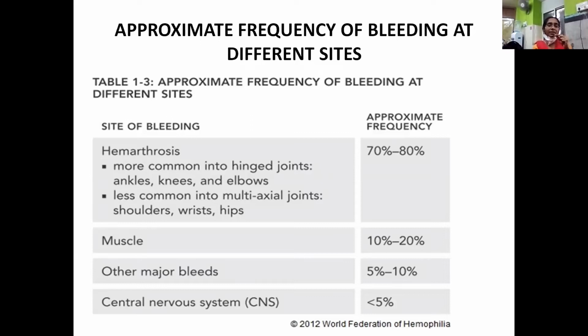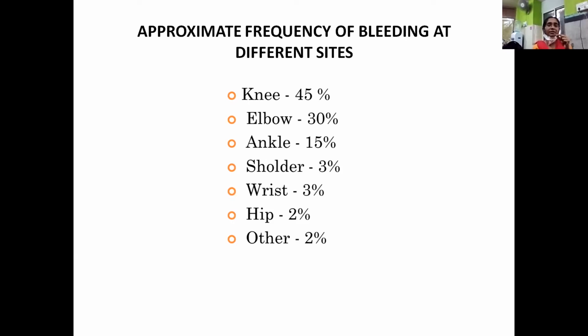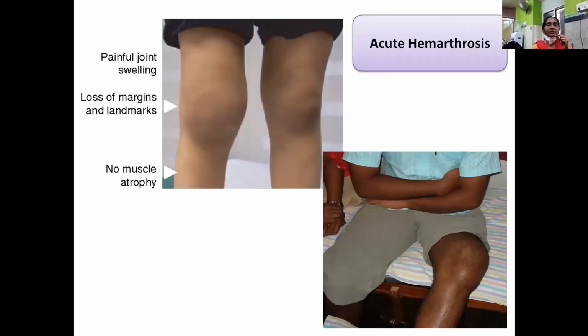While for all other major bleeds, the incidence is 5 to 10%, and the incidence of CNS bleed, intracranial bleed, is less than 5%. So among the joint bleeds, the most common will be the knee, and for most of the patients who have target joints, the knee will be the target joint. So you can see in this picture a hemarthrosis.